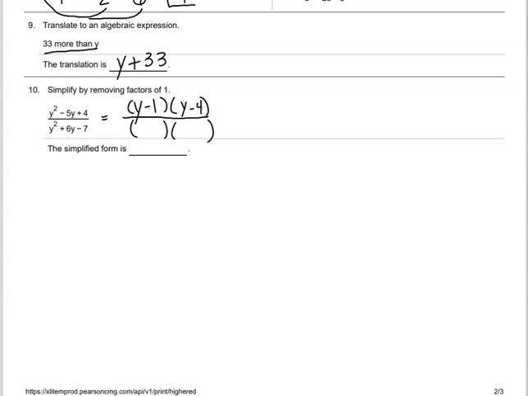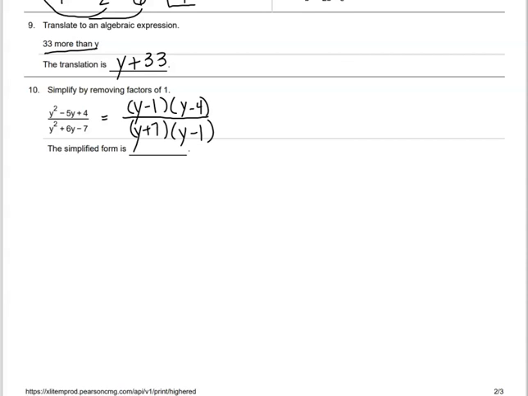Then we want to do the same thing on the bottom. We want something that multiplies to -7 but adds to -6, or +6 rather. So y plus 7, y minus 1. 7 times -1 gives us our -7. 7 plus -1 gives us our 6.